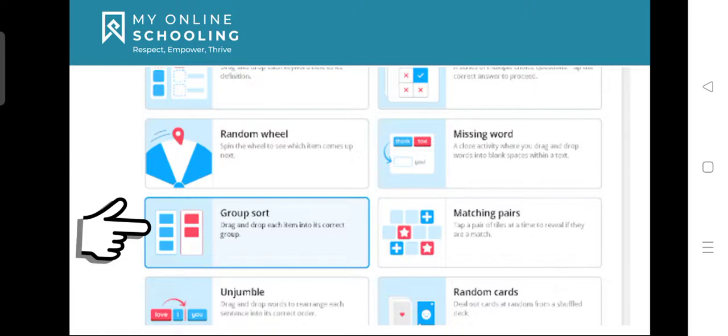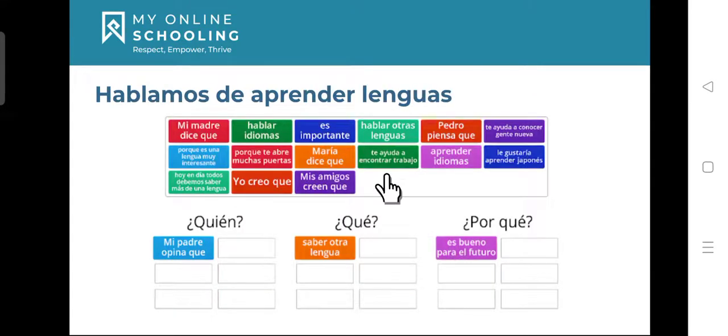It's a group sort activity on Wordwall, and what you do is you have three columns. In this case, you could have more, and I said who, what, and why. So they have to build sentences with this, and they can practice this in groups, and obviously always model in class with some students first. Mi padre opina que, then the second column, saber otra lengua, and then the third column, es bueno para el futuro. And they can go on building sentences about learning languages in the target language, which is very handy.